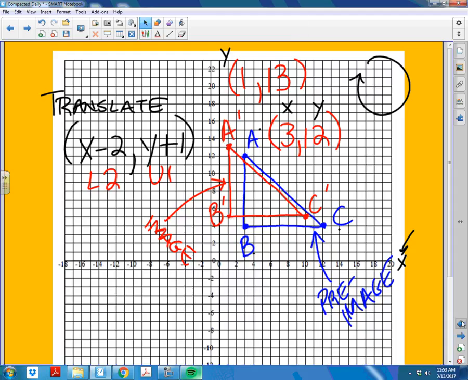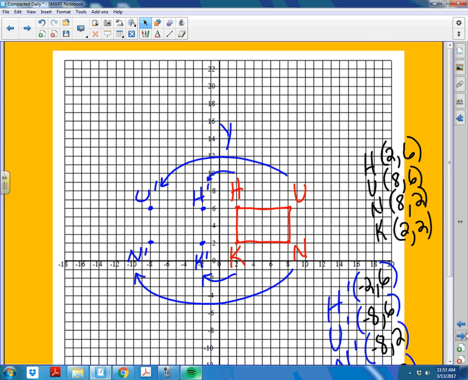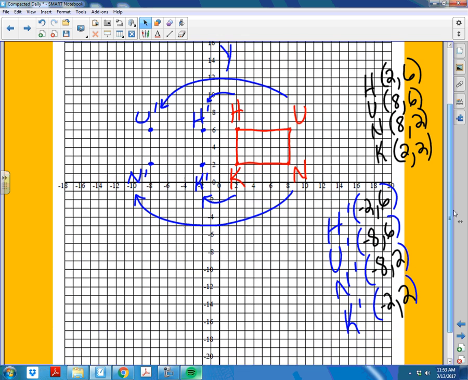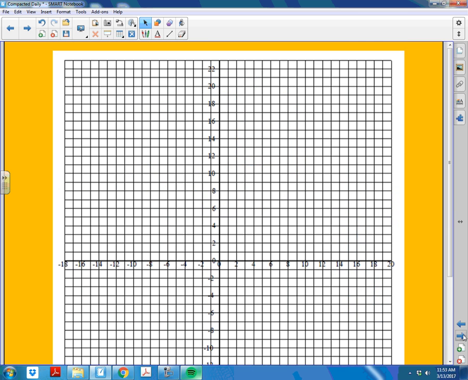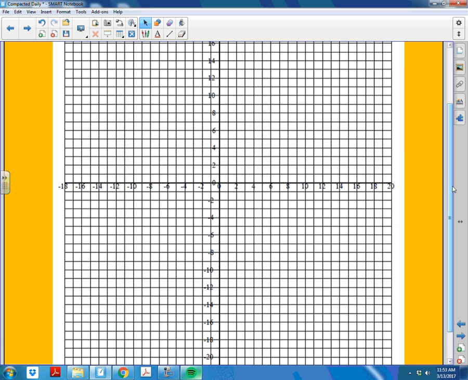You don't always have to have a coordinate grid to apply a rule, if you understand the rules. That's very good. Now watch this. So what if it's not something that's so nice? What if our triangle was located here, here, and here? So triangle XYZ.